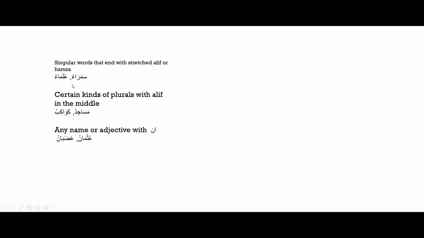A few more categories. Singular words that end with a stretched alif or ya, alif maksura or alif mamduda, will be partly flexible. See, we have just a single sign written on them. And certain kinds of plurals with alif in the middle: Masajidu, kawakibu. See this alif. And any name or adjective that ends with alif noon: Uthmanu, this is a name, and Ghadbanu, this is an adjective. Both of them end with alif noon and they are partly flexible.